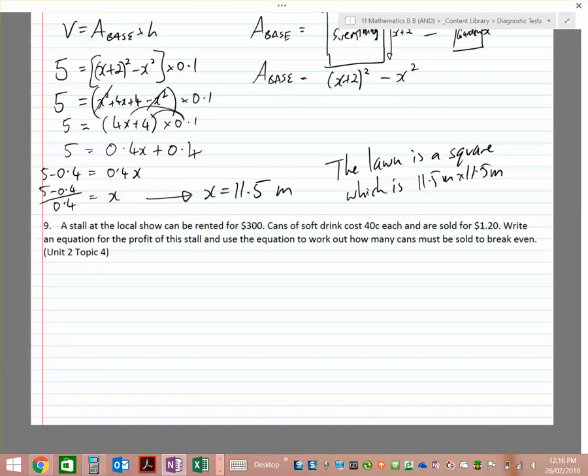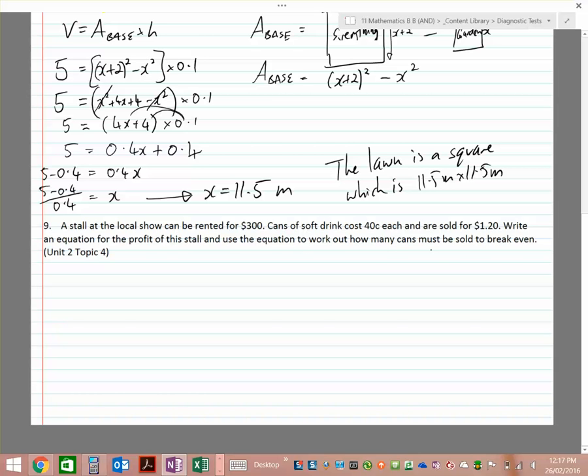This last one won't take very long. Question 9. A few people got this one out, which is good. They didn't set up equations formally though, which is a bit of an issue. A stall at a local show can be rented for $300, so we're paying $300 regardless. Cans of soft drink cost 40 cents and are sold for $1.20. Write an equation for profit and use the equation to work out how many cans must be sold to break even.